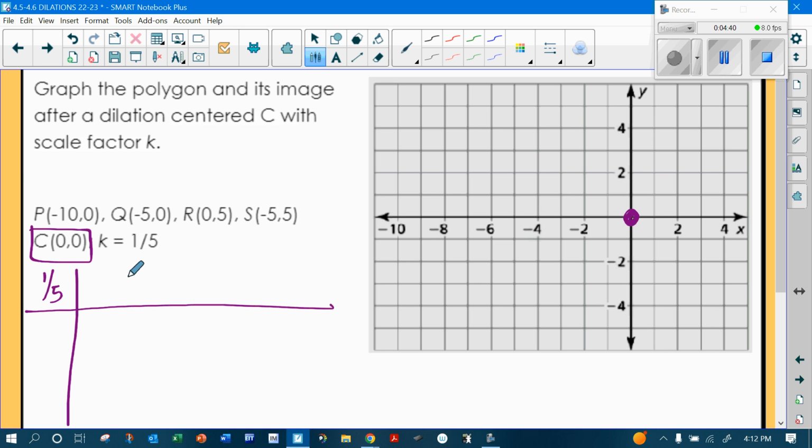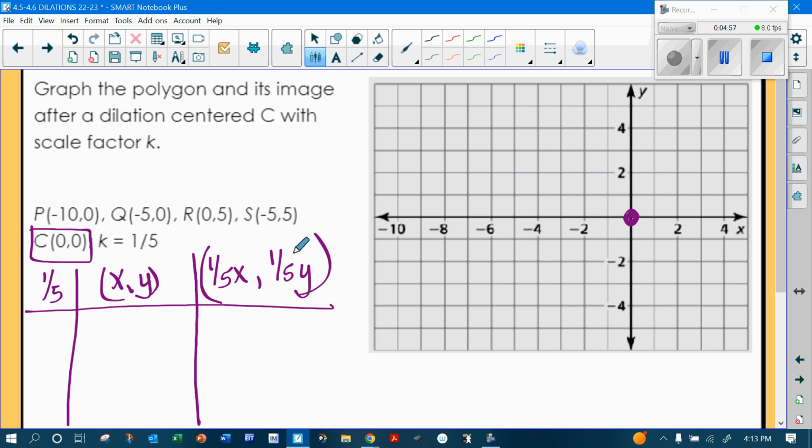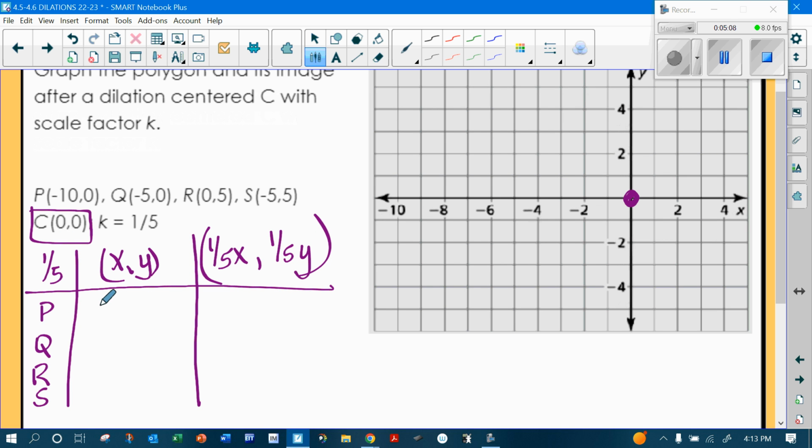So we're going to create a table. We have our original, which is X, Y. And then our new points are going to be 1/5 X, 1/5 Y. So you're going to multiply all of these numbers by 1/5. So we've got P, Q, R, and S, and I'm going to scroll up just a tiny bit. All right, so P is at negative 10, 0. If I multiply negative 10 by 1/5, that gives me negative 2, and 1/5 times 0 is still 0, and this is my P prime.